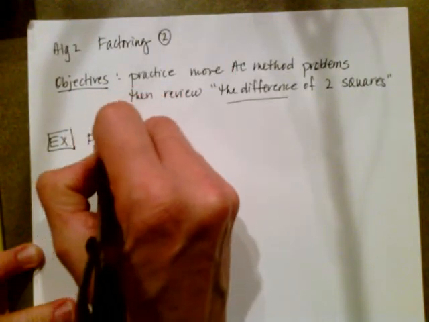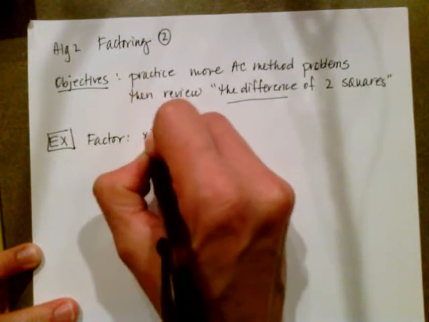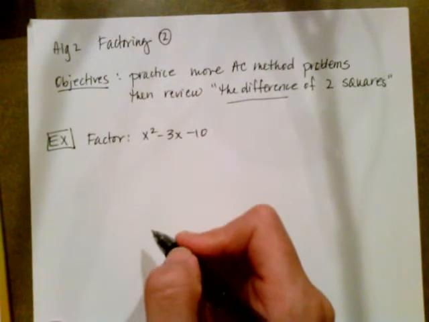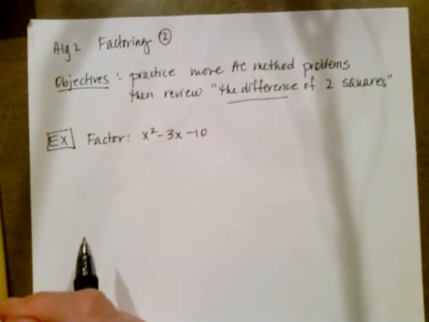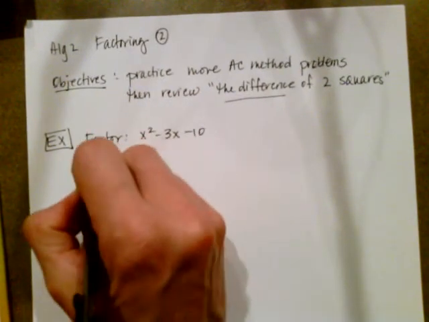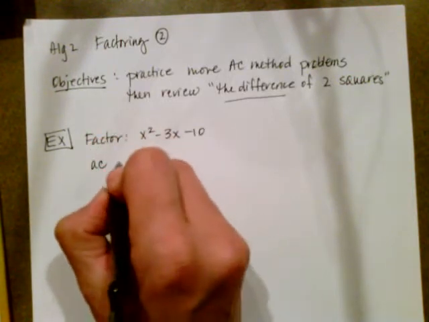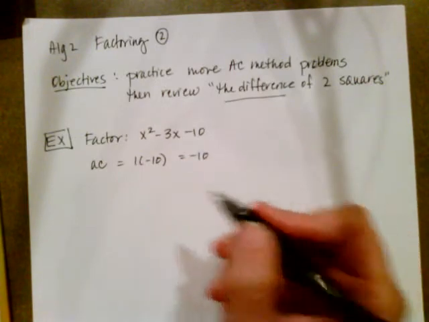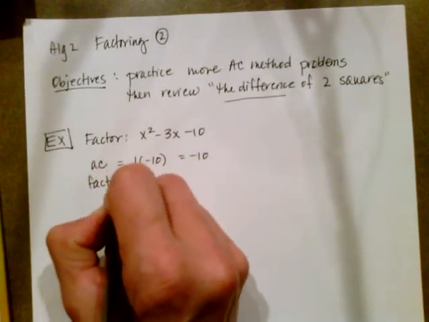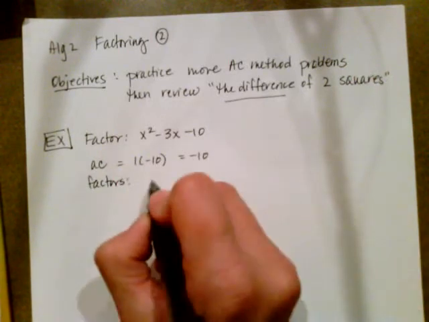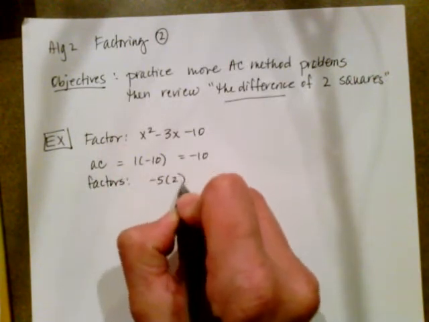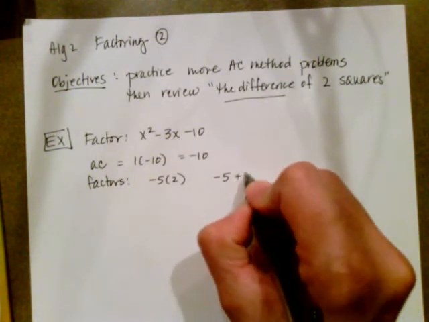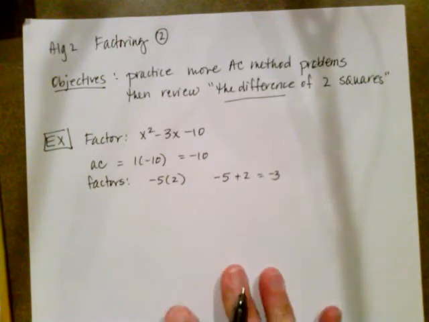I want you to factor x squared minus 3x minus 10. Okay. And I'm going to do the AC method. So my first thing is to do a times c, which is 1 times a negative 10, which is a negative 10. My factors of a negative 10 could be a negative 5 and a positive 2. That's a negative 10. And then if I do a negative 5 plus 2, I get a negative 3.